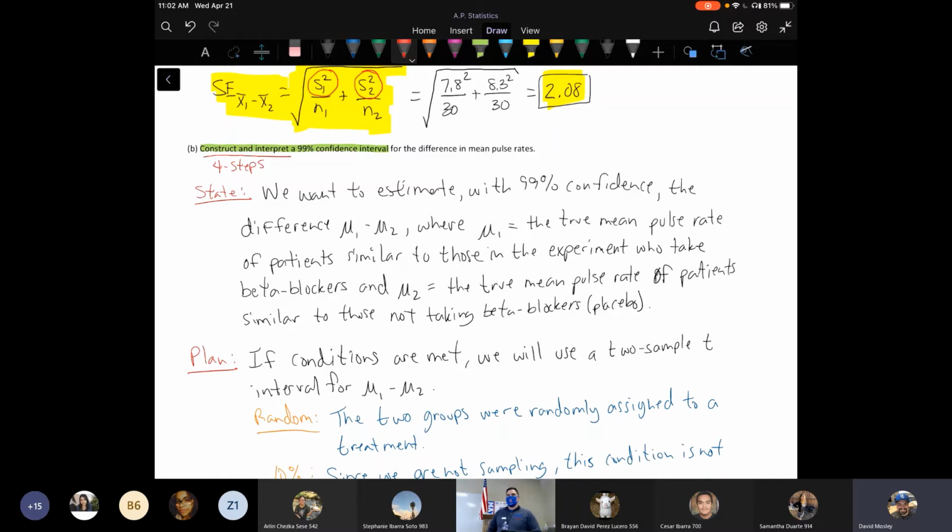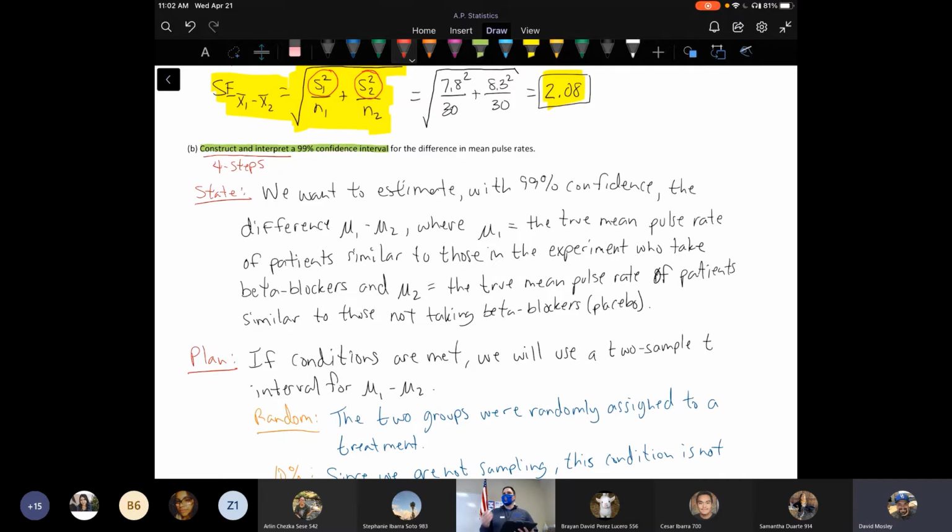Part B is asking us to construct and interpret a 99% confidence interval for the difference in mean pulse rates. When we see construct and interpret, that means 4 steps. State, plan, do, conclude. The 4 steps are there to keep you organized and to make sure you show everything you're expected to show. Okay? So part 1, state.